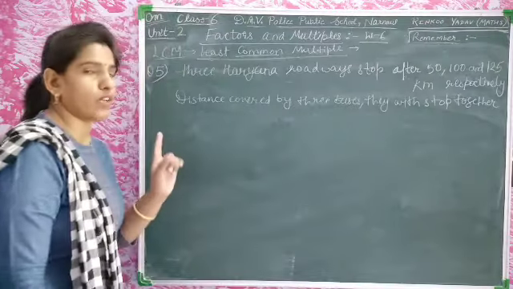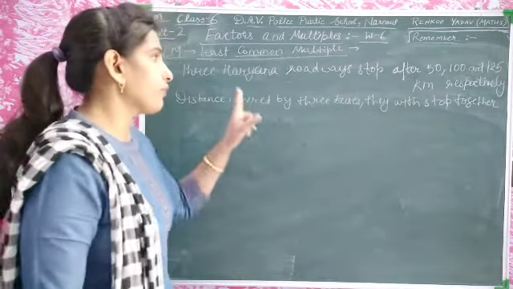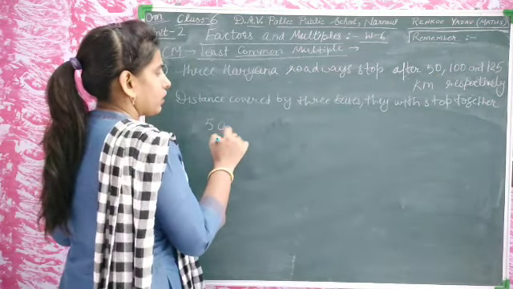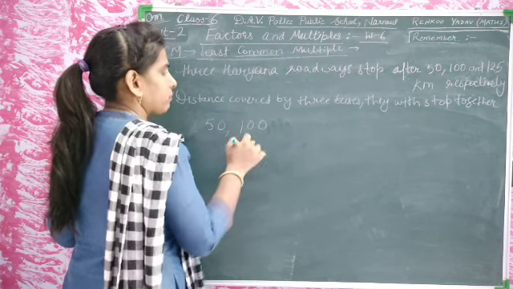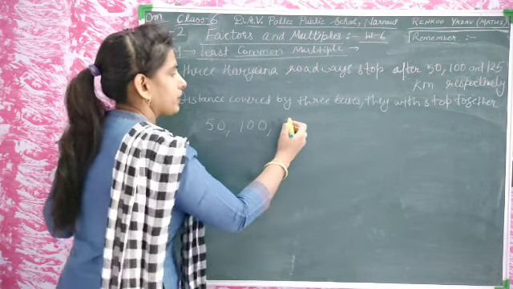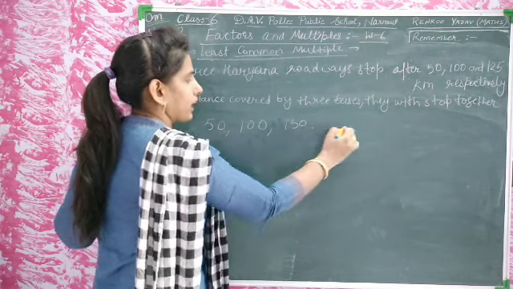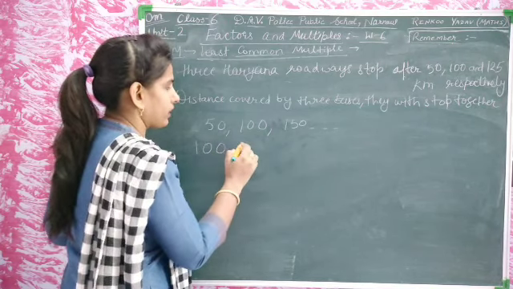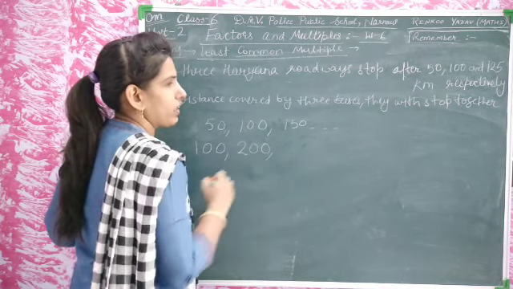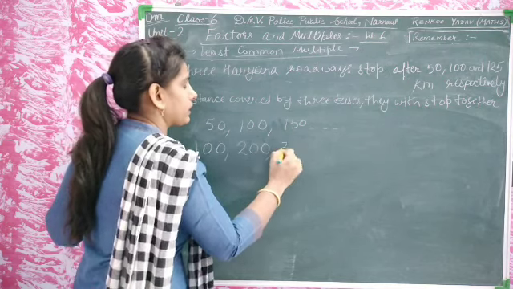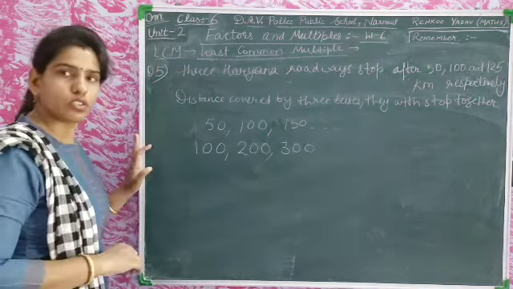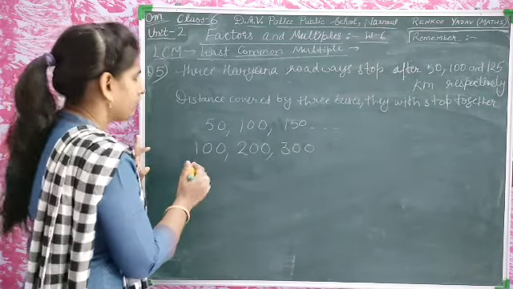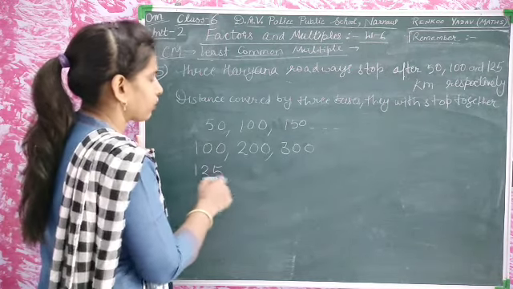It means we have to find the LCM here, because one bus stops at 50 km. Again, next time it will stop at 100 km. Next time it will stop at 150 km, and so on. And the second bus stops at 100 km one time, and next time it will stop at 200 km. Next time it will stop at 300 km, and so on. Okay, students, it means these are the multiples of 100 here, these are the multiples of 50 here, and these are the multiples of 125 here.